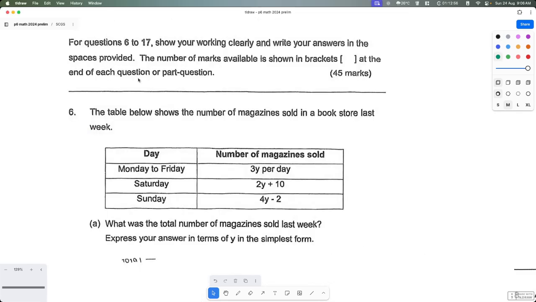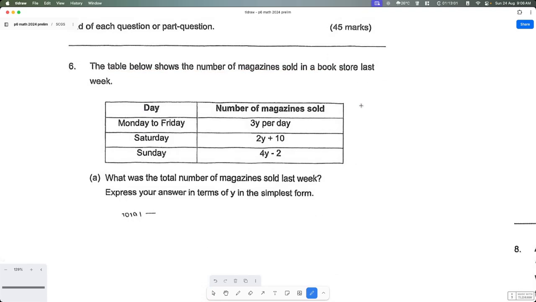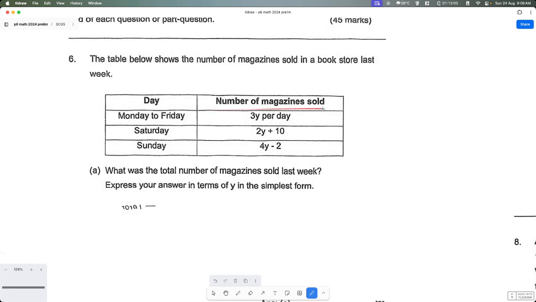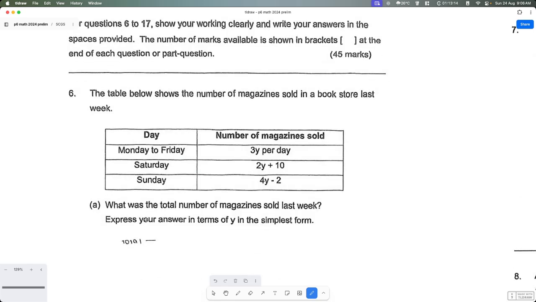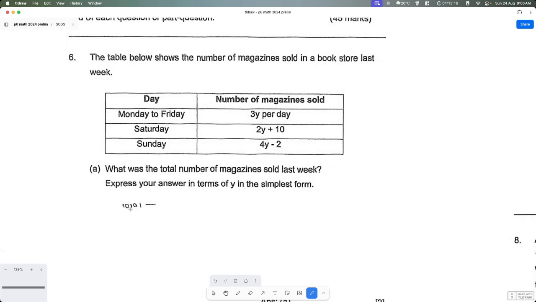So question number 6. The table below shows the number of magazines sold in a bookstore last week. So we have number of magazines sold: Monday to Friday, 3y; Saturday and Sunday, 2y plus 10 and 4y minus 2. Part A, what was the total number of magazines sold last week? Express your answer in terms of y in the simplest form.